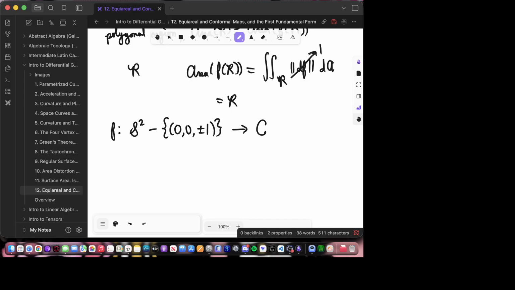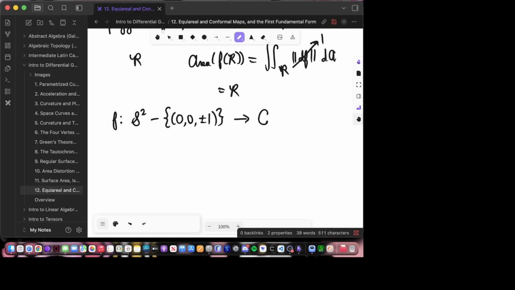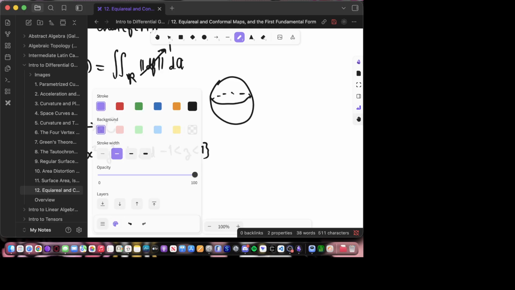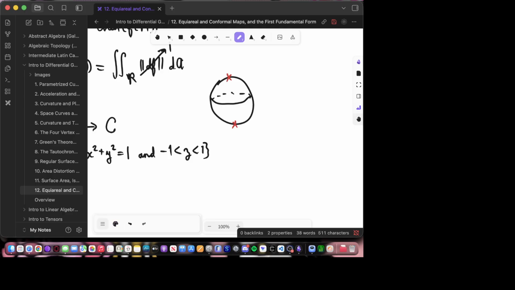The cylinder we define to be the points x, y, z in R3 such that x squared plus y squared equals 1 and negative 1 is less than z is less than 1. So what that looks like is, we have our sphere, but the top point and the bottom point is removed. And we're mapping it to the cylinder.